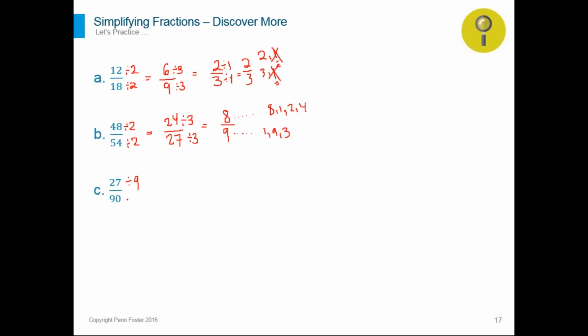over 9 and over 9 equals 2. 27 over 9 will give you 3 on the top, and then on the bottom it's 10. 3 and 10, nothing common between them. That's it. This is the simplest form of the fraction.